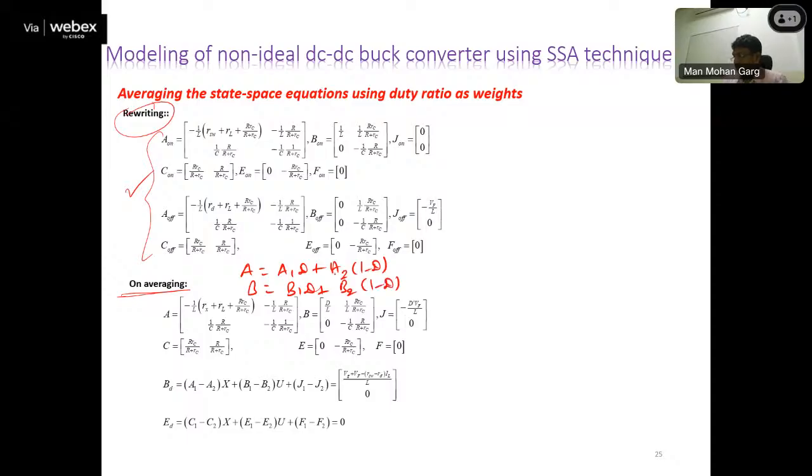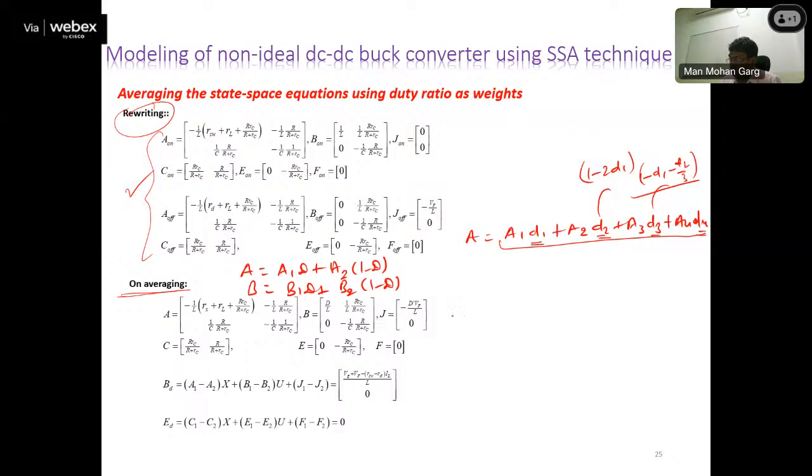Now in this case, D and 1 minus D are the duty cycles for on and off. But if there are multiple modes, let's say 3 or 4, then A will be A1D1 plus A2D2 plus A3D3 plus A4D4. Now these D1, D2, D3, D4 may have relations. D2 may be something like 1 minus 2D1. It is quite possible. Same thing, D3 may be 1 minus D1 minus D2 by 3, maybe some period. So it may be there, right? But in general, we can write it like that.